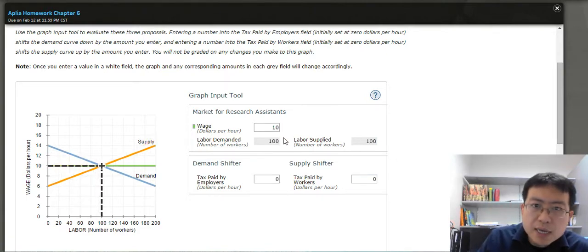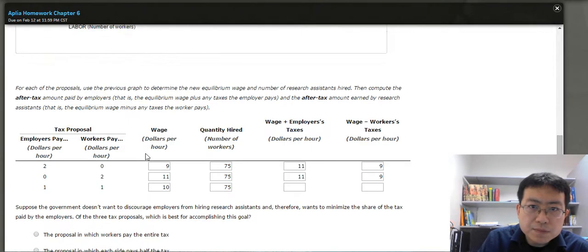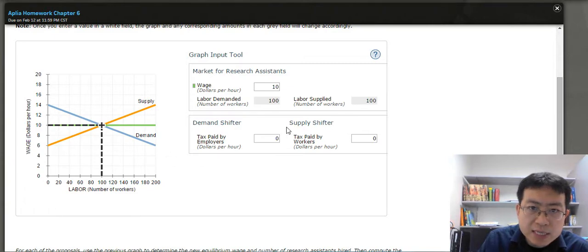You're going to see the equilibrium. So at $10, our quantity demanded is 100. Our quantity supplied is also 100. So this $10 over here is our equilibrium for the marketplace. Now we have this demand shifter and supply shifter. So we're going to do a combination of different taxes paid by employers and taxes paid by workers to see how does our wage change and how does our quantity change in the marketplace.